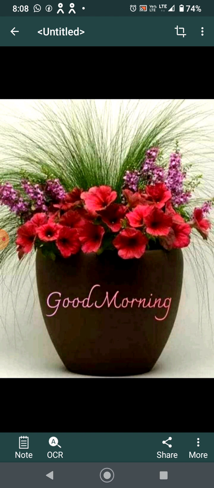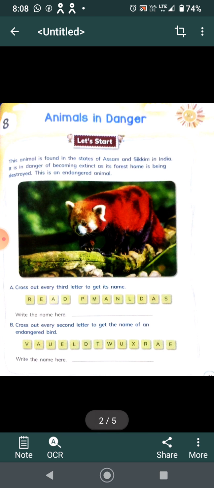Children, today I will be doing literature chapter with you. So be ready with your literature books. Chapter number is here 8 and the name of the chapter is Animals in Danger. Children, before I start reading and explaining you the chapter, let's have a look at the name of the chapter.